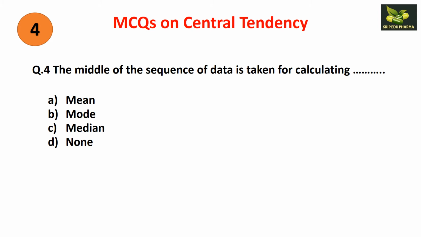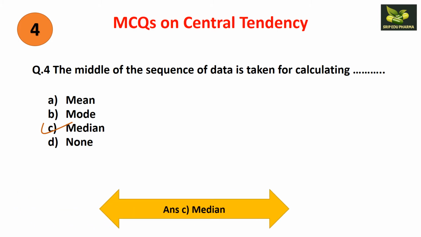Question number 4. The middle of the sequence of data is taken for calculating A. mean, B. mode, C. median, or D. none. Here the answer will be C, that is median, because in median the sequence of data is taken and the middle value is the answer.